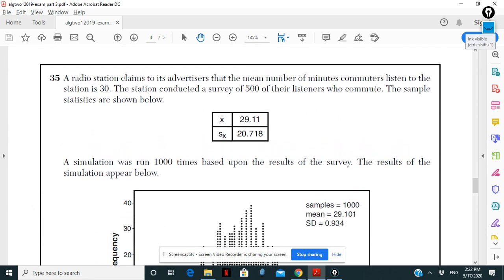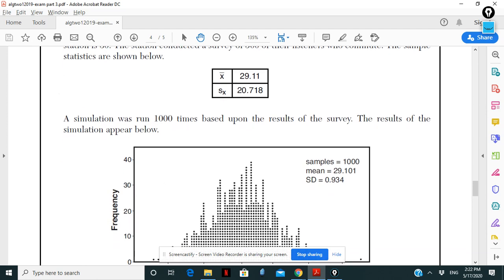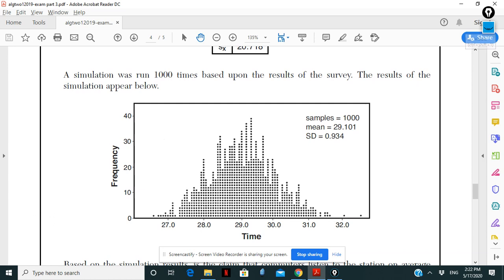Question number 35. A radio station claims to its advertiser the mean number of minutes commuters listen to the station is 30. The station conducts a survey of 500 of their listeners who commute. The sample statistics are shown below. The average is 29.11, and the standard deviation Sx is 27.18. A simulation was run 1,000 times based upon the result of the survey. The result of the simulation appears below.